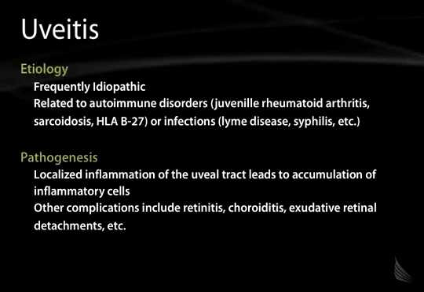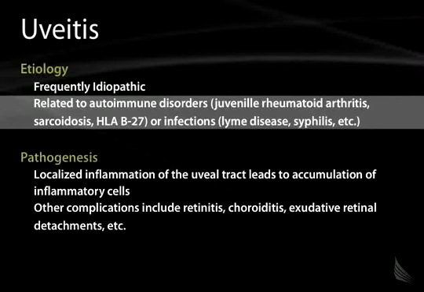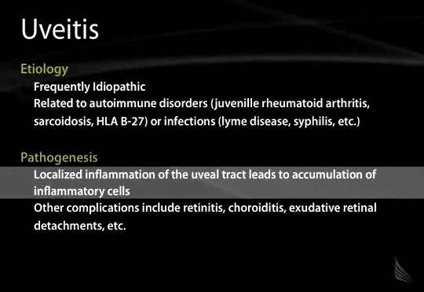Uveitis is inflammation of the uveal tract, which is that middle layer coating the back of the eye. It's frequently idiopathic, which means we don't know why it happens. It's often, though, related to autoimmune disorders. You can get juvenile rheumatoid arthritis, sarcoidosis, HLA-B27 diseases, or you can get chronic granulomatous infections such as Lyme disease or syphilis or TB. Pathogenesis is localized inflammation of the uveal tract.